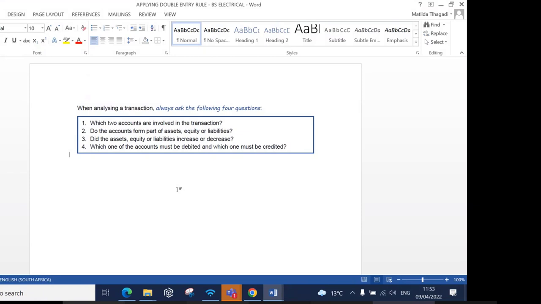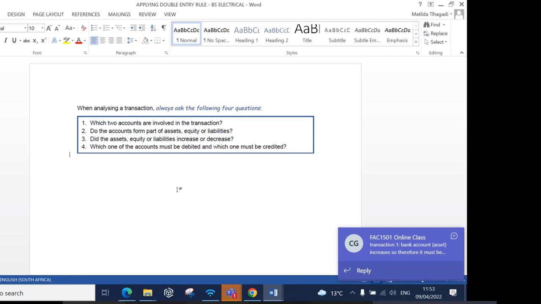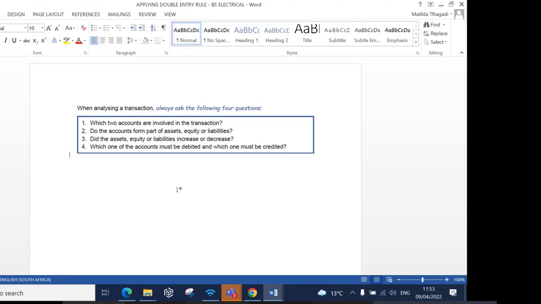So basically, the first question is which two accounts are involved in the transaction. Number two, do the accounts form part of asset, equity, or liability? Number three, did the asset, equity, or liability increase or decrease? Number four, which one of the accounts must be debited and which one must be credited in the general ledger and the trial balance?